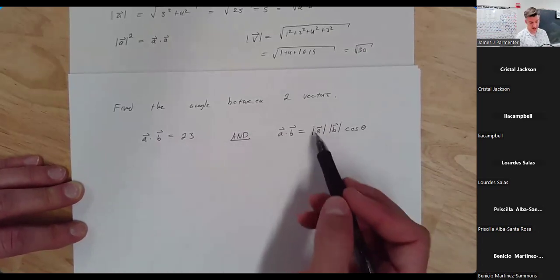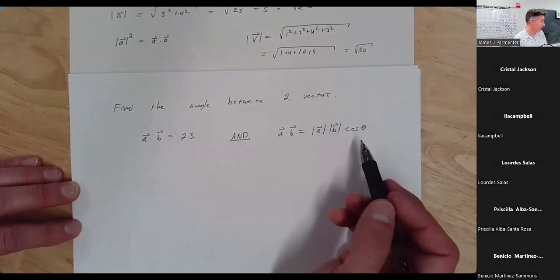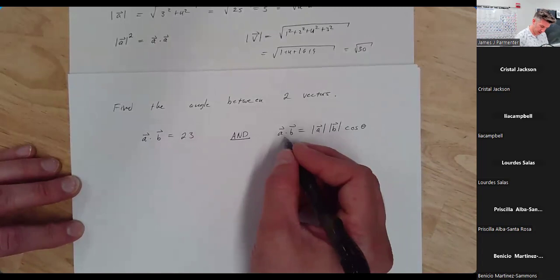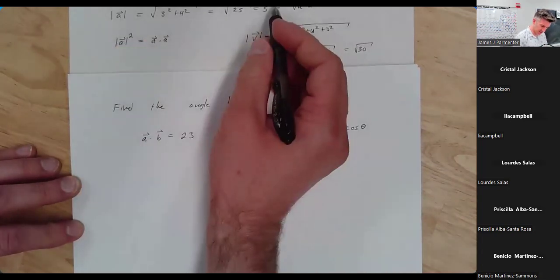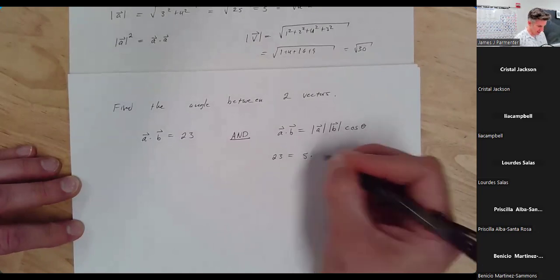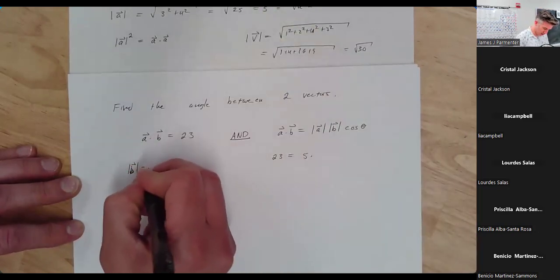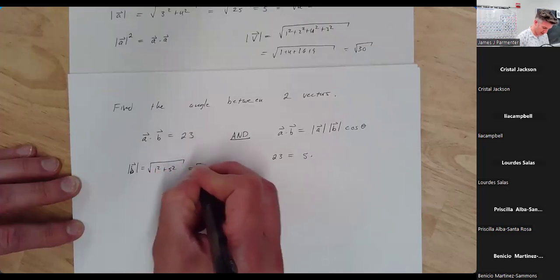We can use this definition of how the dot product is calculated to actually find the angle between the 2 vectors. So you can say, okay, well, A dot B is 23. We just did the magnitude of A was 5. We still need to calculate the magnitude of B. The magnitude of B is going to be the square root of 1 squared plus 5 squared, which is the square root of 26.